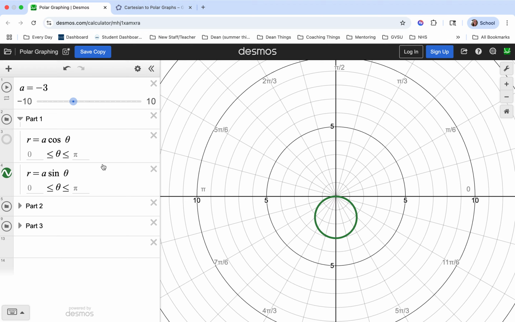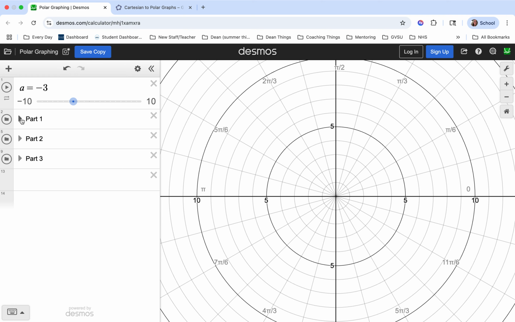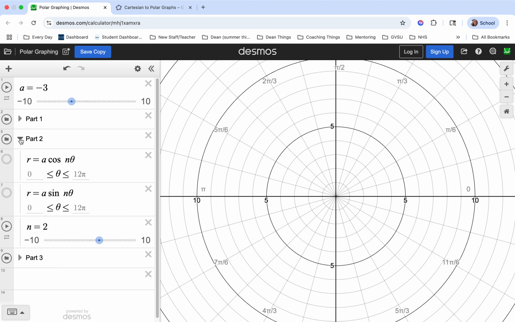And to get started, we're not looking at circles anymore. So we're going to turn off both of these, cosine and sine, depending on which one was turned up. Go ahead and hit this arrow. We're going to collapse part 1 because now we're looking at part 2. So we're going to open up part 2. And let's start with just cosine. So we'll turn cosine on.